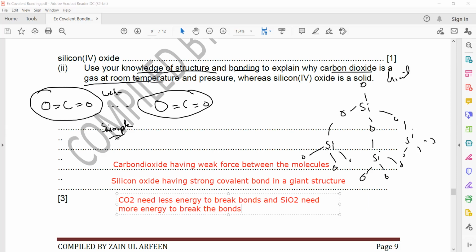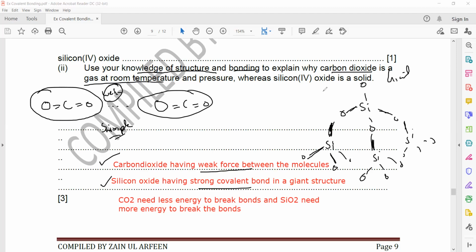It's of 3 marks. 1 mark is for mentioning that there is a weak attraction between the molecules of carbon dioxide. Second mark for mentioning that between the atoms of silicon 4 oxide there is a covalent bond which is strong. The third mark is for relating the energy, because if bonds are weaker, you need less energy. That's why it has a low melting point and will be a gas. If bonds are stronger, you need more energy to melt the substance. That's why it will be solid.